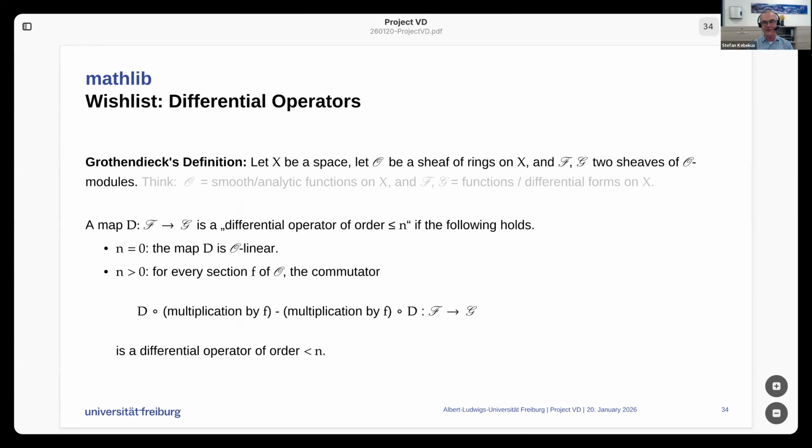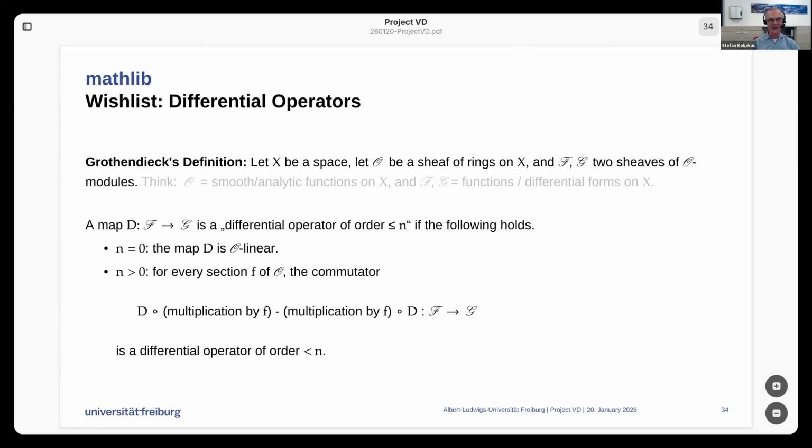So if I go to the literature, then it seems to me the best definition is this. We have a space, maybe the complex plane, maybe a manifold or whatever. We have a sheaf of rings, and two sheaves of modules, and sheaves of rings and modules are complicated beasts. So let me just say the sheaf of rings. This is the notion of saying smooth or analytic function, or maybe n times continuously differentiable. And f and g, they're functions, maybe they're differential forms of similar regularity.